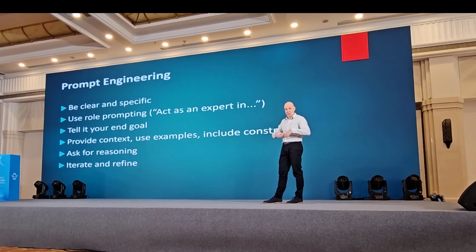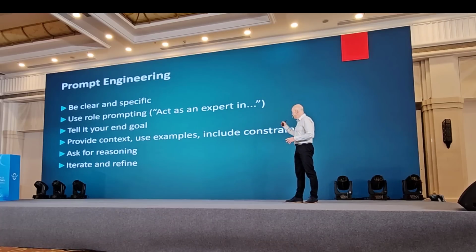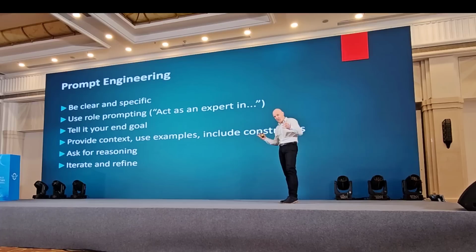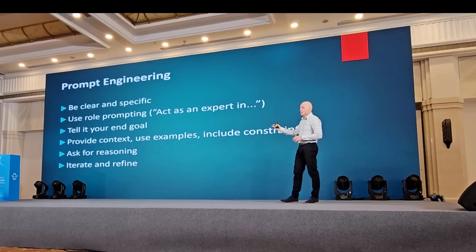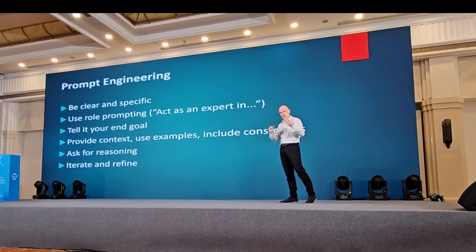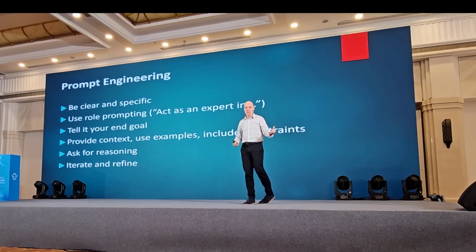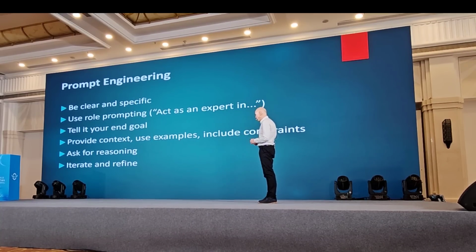If necessary, provide examples of the types of thing that you're after. And importantly, include constraints. Tell it the sort of parameters that you want it to work in, tell it the things that you don't want it to do. Ask it for its reasoning. Once it comes back with a response, ask it why it thought that. Ask it to give you 5 reasons why that might not be the case, for example.